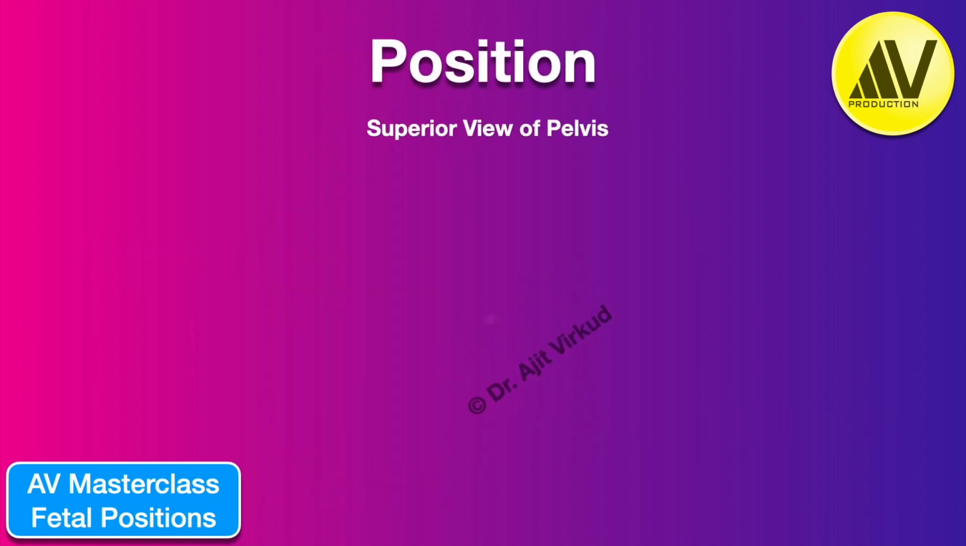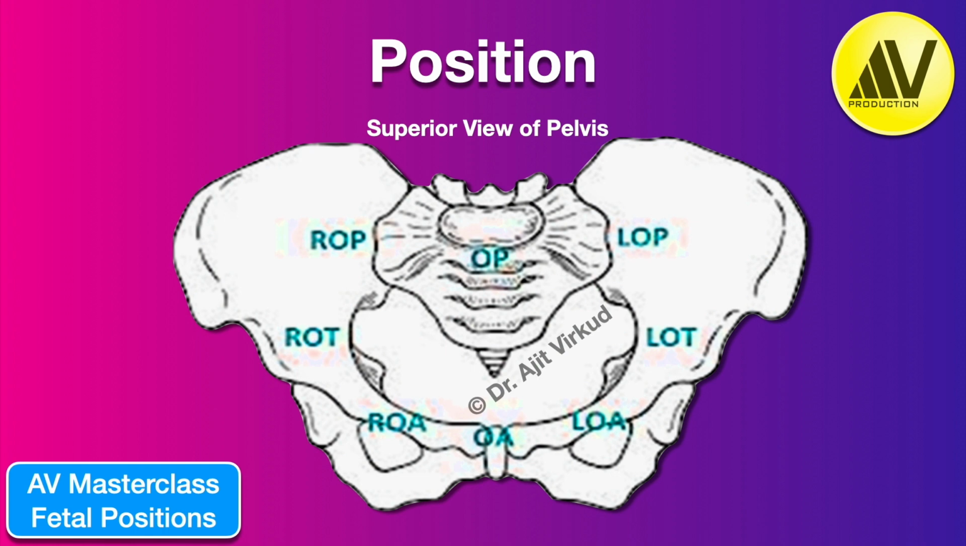Position describes the relationship of the fetal presenting part to the maternal pelvis. It is the situation of the denominator with reference to the four quadrants of the maternal pelvis. Position is always described in relationship to the right or left side of the maternal pelvis.